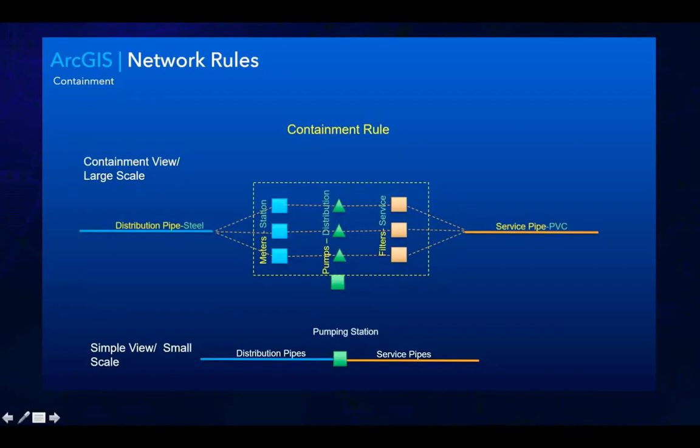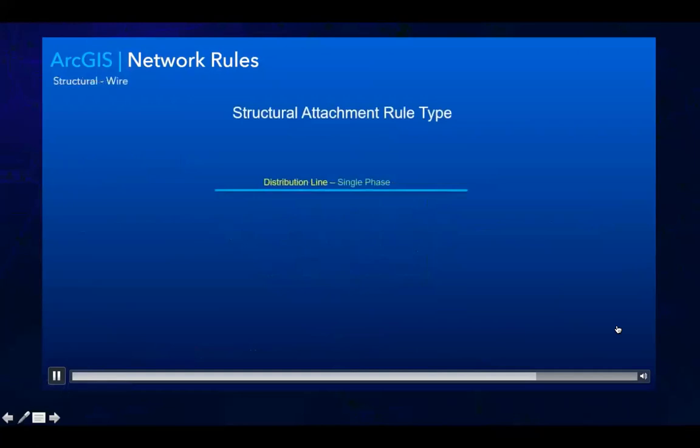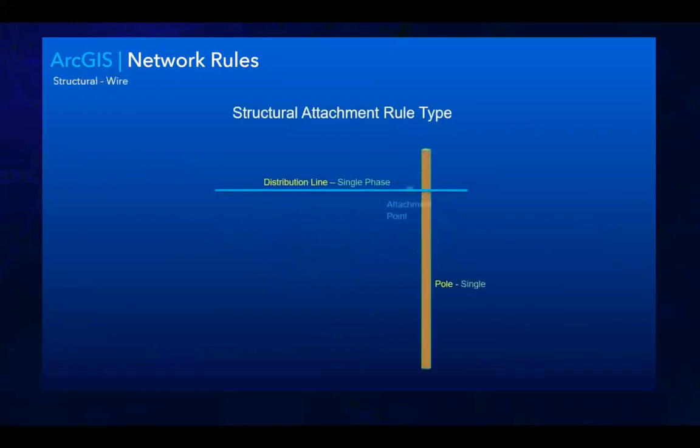And the final network rule is called a structural rule. So the structural rule enables me to associate structural features such as poles or manholes, ducts or trenches to the subnetwork properties of a circuit or feeder. So it gives us the capability of being able to run an ad hoc trace and return back structural elements of the network.